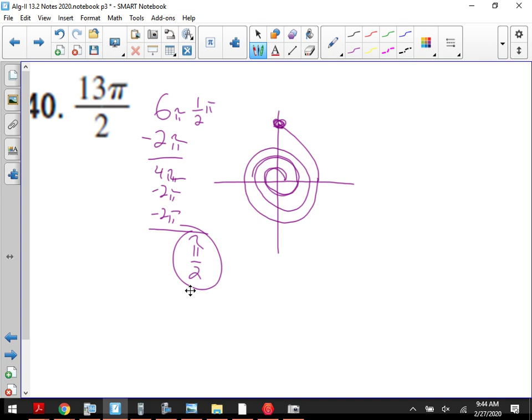Anyway, so this was our positive. I gotta do my negative. I'll come back. So I go this direction. Negative 3 pi. Yes, sir. There's something fancy that happens there. We'll talk about it tomorrow.